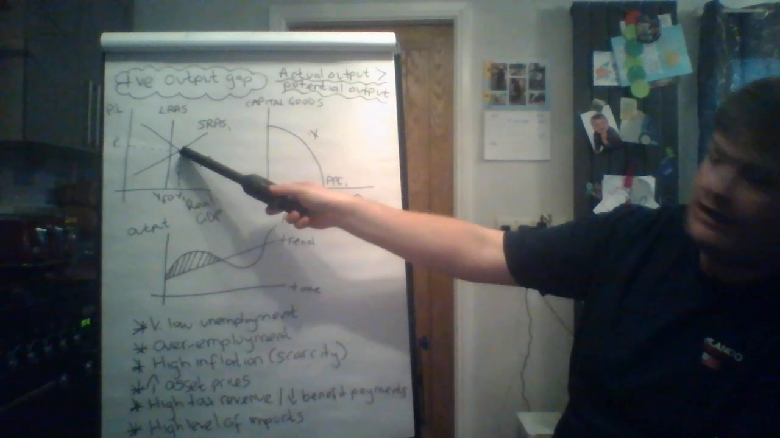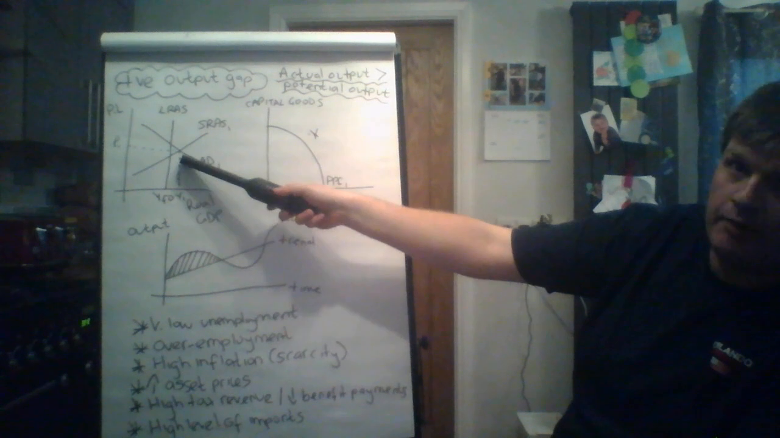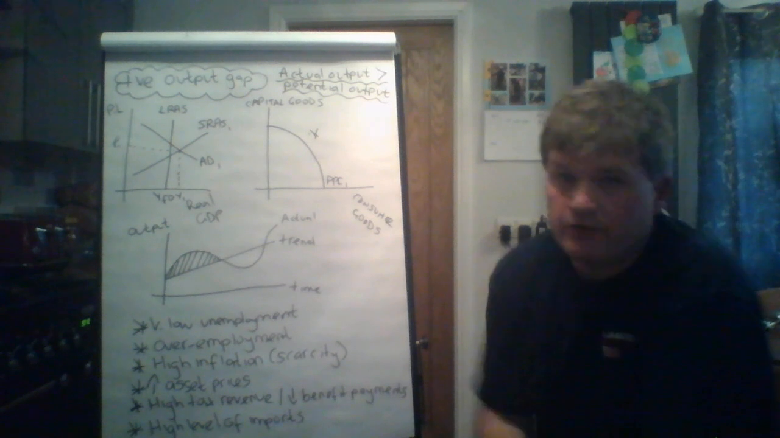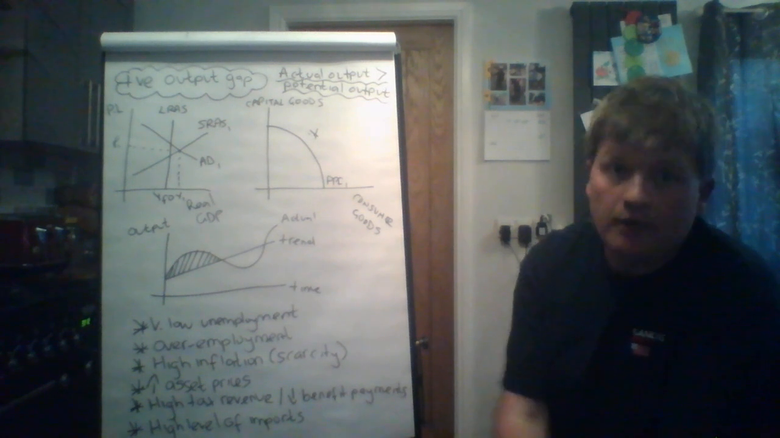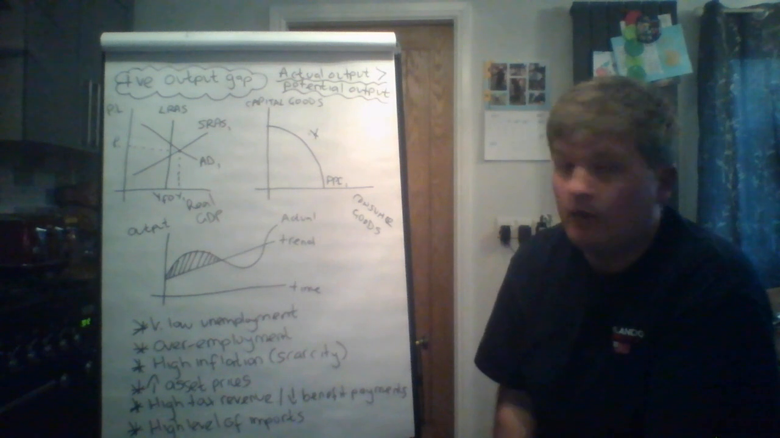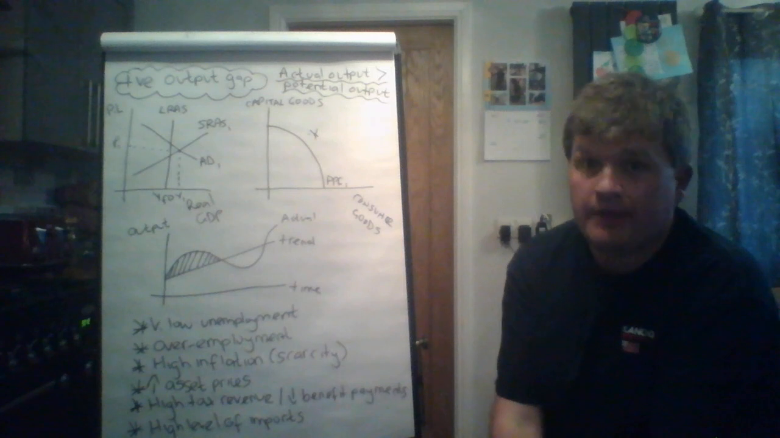We can show it for ADAS. I've got here a classical LRAS. The actual output is beyond the potential. Now, how we can do this for a very, very short period of time is by getting people to work lots and lots of overtime. So people really are working a lot more hours than what they would like to. Firms are working over capacity.